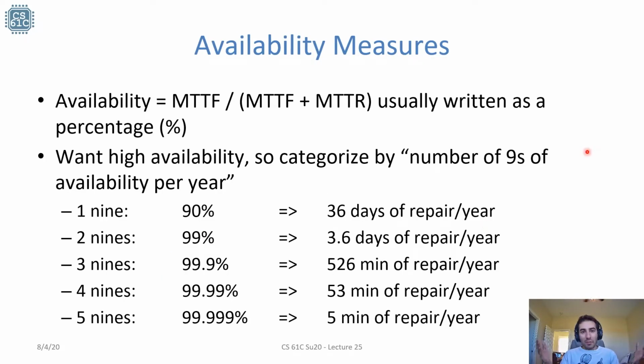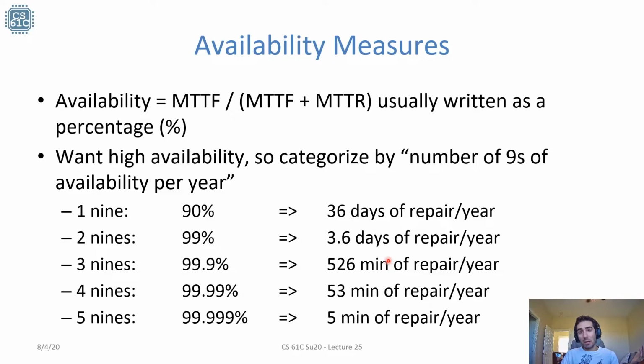Often, when we're looking at dependability and availability, 90% is kind of the low threshold. If you have a system that's available 90% of the time, you're kind of failing as a system. So we tend to measure availability in terms of the number of nines available. Even having 90% is actually quite expensive. If you have 90% availability, that means per year you're going to need to spend a little over a month, 36 days, repairing your system. If I have 99% availability, that's better, only 3.6 days.